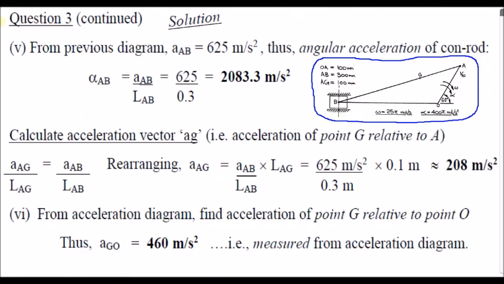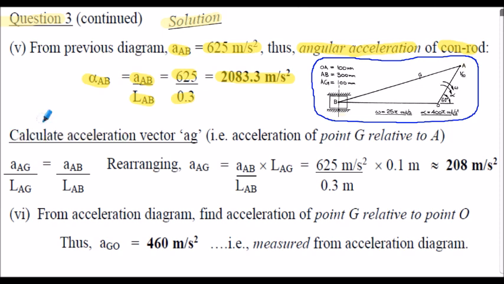Question 3, solution continued. Here's a calculation for angular acceleration of the conrod, noting from the acceleration vector diagram that the tangential acceleration AB at this instant in time is 625 meters per second squared. To calculate the angular acceleration alpha, that's the linear acceleration divided by the length of the conrod. So 625 meters per second squared divided by 0.3 meters. The angular acceleration is 2083.3 radians per second squared.